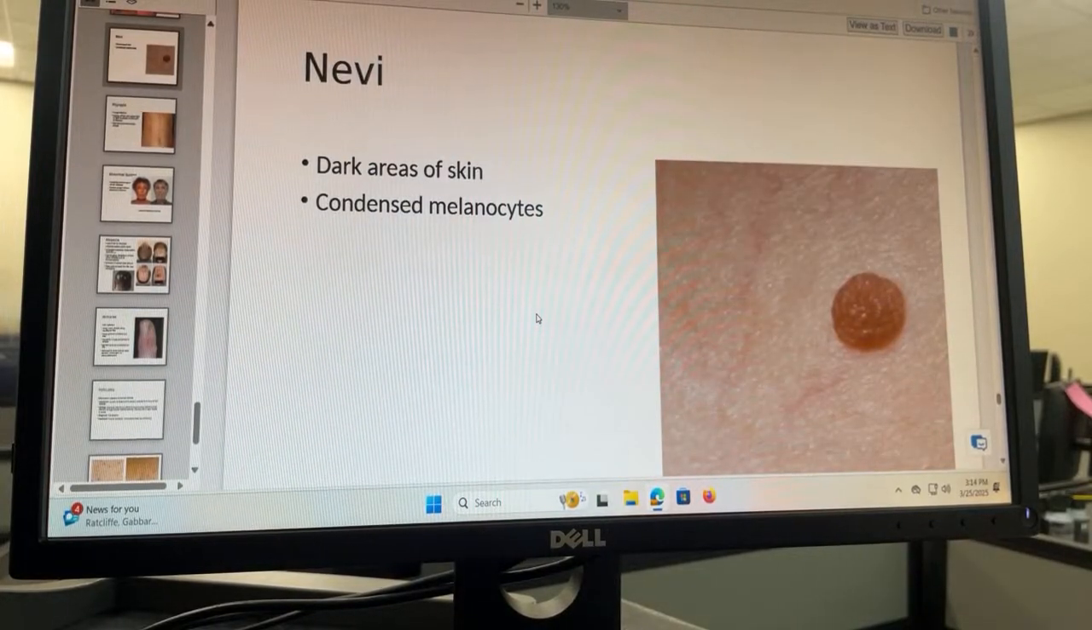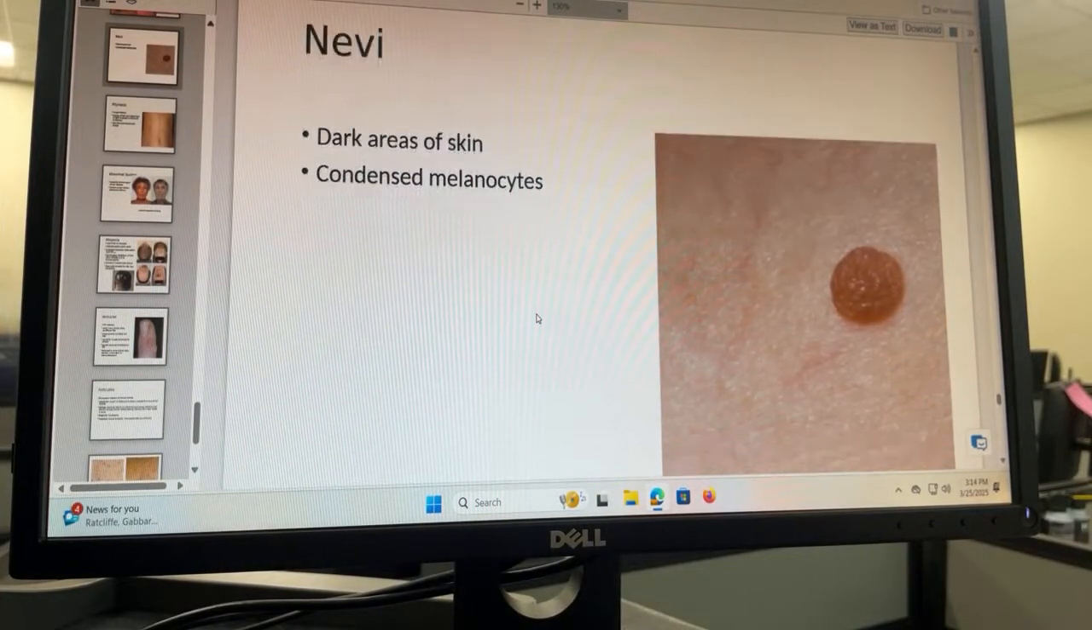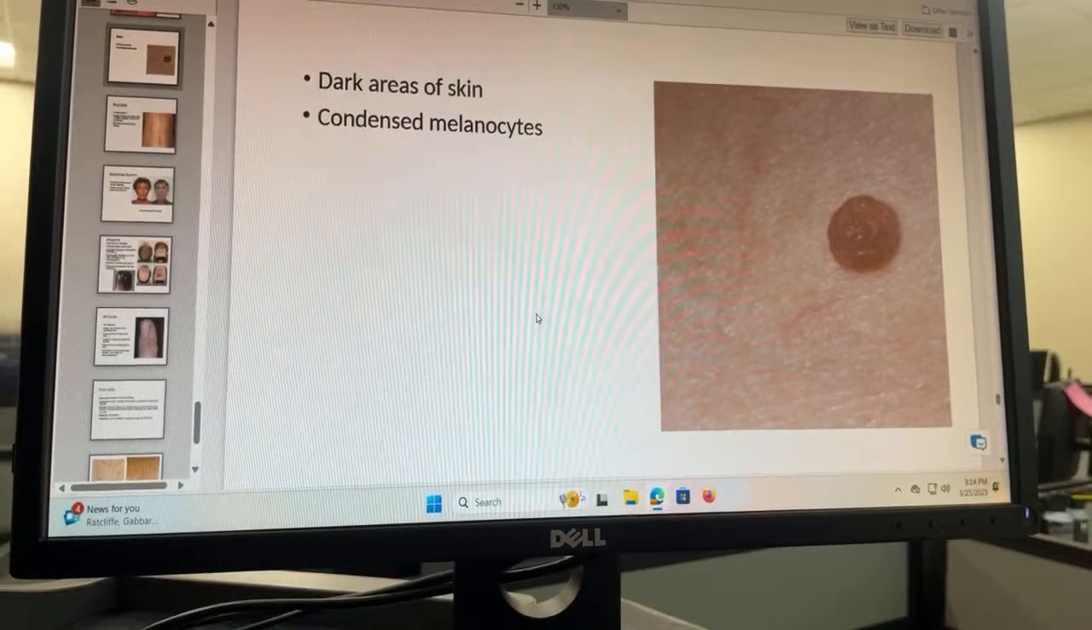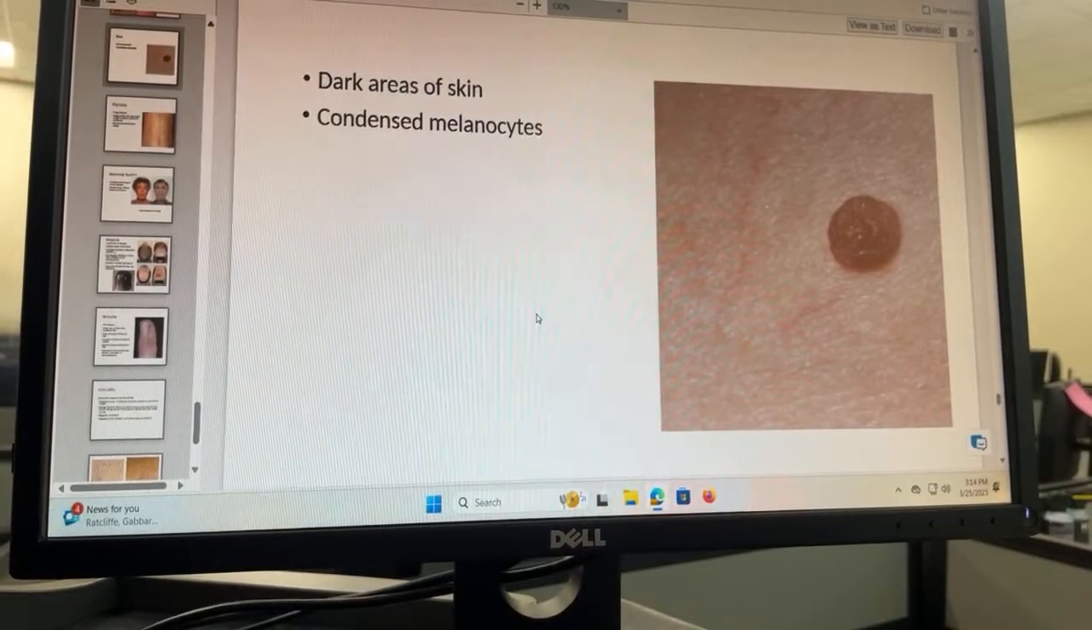Nevi is just the medical term for moles, just a dark area of skin, which is a very condensed area of melanocytes. So like a bunch of melanocytes in that area producing a bunch of melanin in a very localized spot.